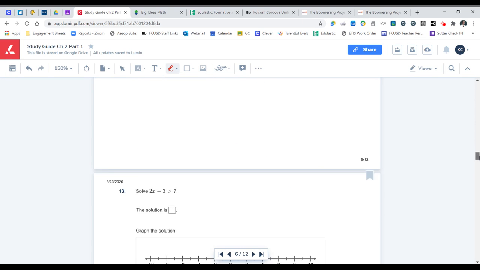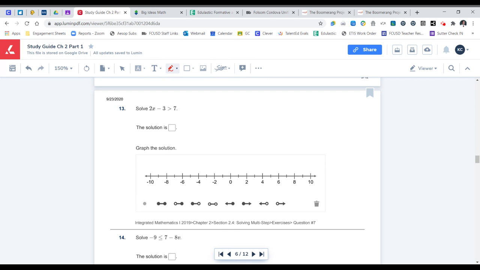All right, problem 13. Solve this one. So a lot of two-step equations here. We're just going to add 3, and get 10 on the right-hand side, sorry, my sign went up there, 2x. Divide by the 2 and get x is greater than 5. That's going to be my solution. And it looks like an arrow to the right, at 5. Open circle because less ink, arrow to the right.